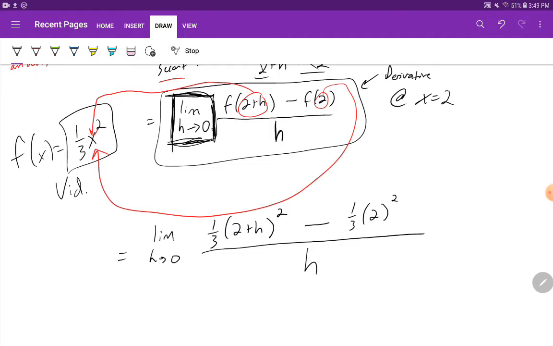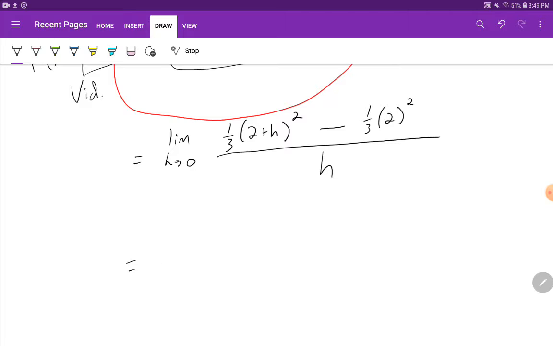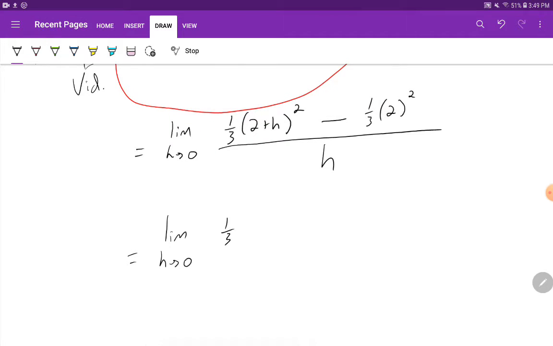All right, and then from here, we just simplify. We just do some algebra. So this becomes the limit as h goes to 0. We'll get to that in a second. On the top, all we're going to do is multiply everything out. So we get 1/3, let's see, (2 plus h) squared. Be careful, it is not 4 plus h squared, okay?